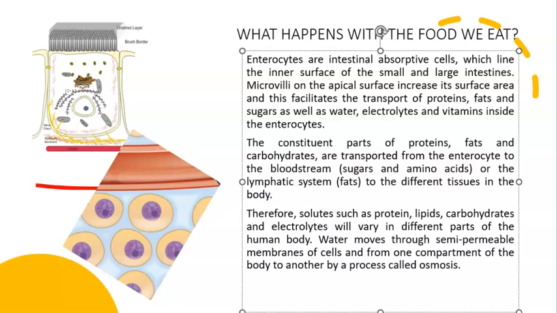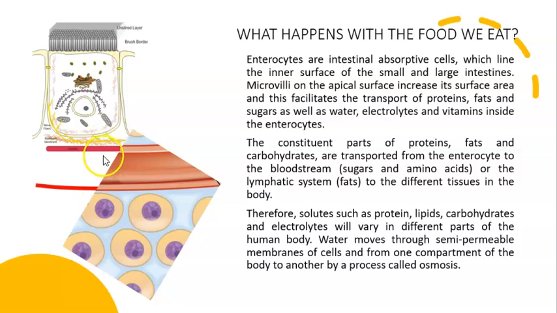Water also moves through semi-permeable membranes of cells and from one compartment of the body to another by a process called osmosis. Water will move, for example, from the enterocyte into this white area, from the white area into the blood, from the blood into the blue area right here, and from the blue area inside the cell. So there are different areas where you're going to find these solids such as proteins and lipids, and fluids such as, for example, water. So then what are these areas?